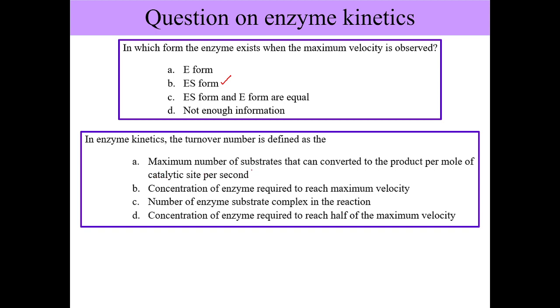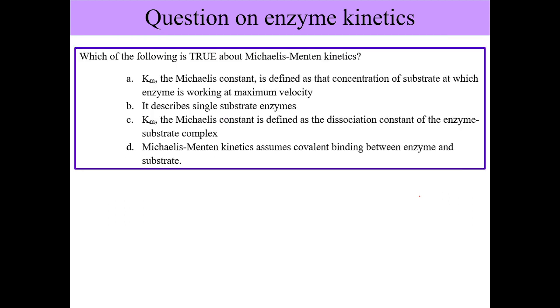Then in enzyme kinetics, turnover number is defined as the maximum number of substrates that can be converted to product per mole of catalytic site per second. So you know that turnover number is equal to Vmax by Et. The other options: concentration of the enzyme required to reach maximum velocity, number of enzyme substrate complexes in the reaction, concentration of the enzyme required to reach half the velocity. Once again, not the right answer. So the right answer should be option A. Okay, and for the above question, it should be option B. Now we will move on to another question.